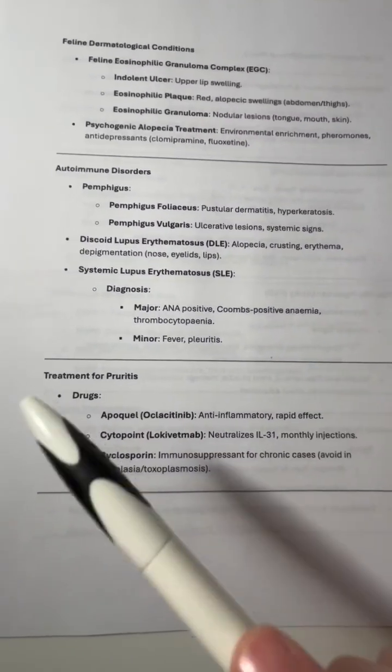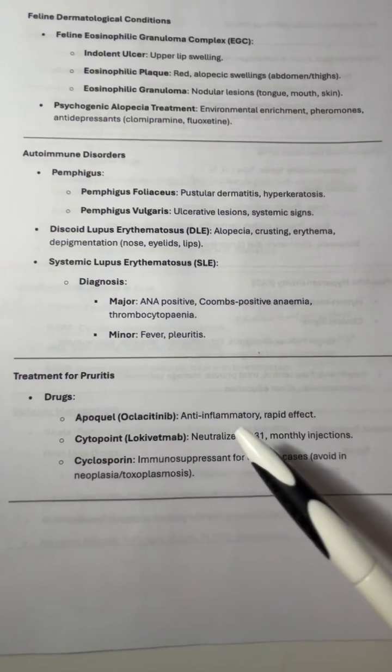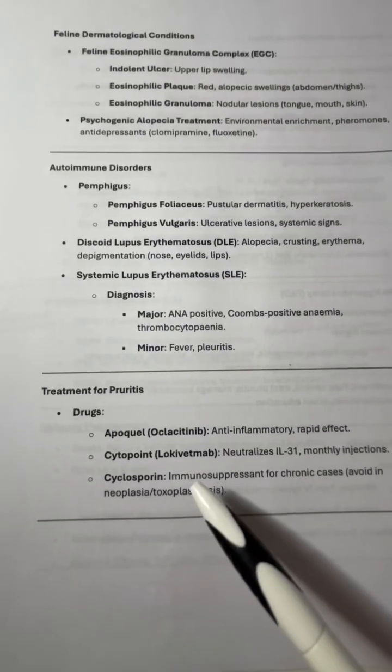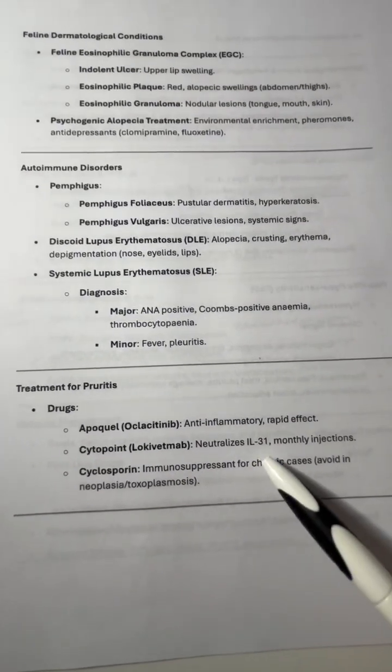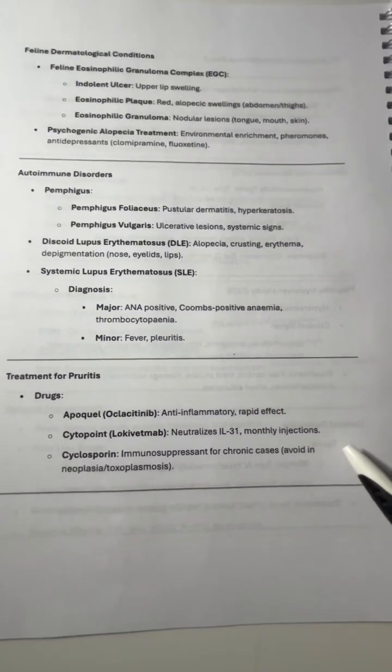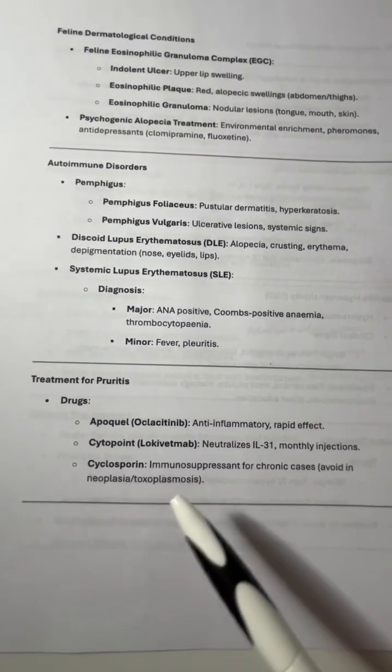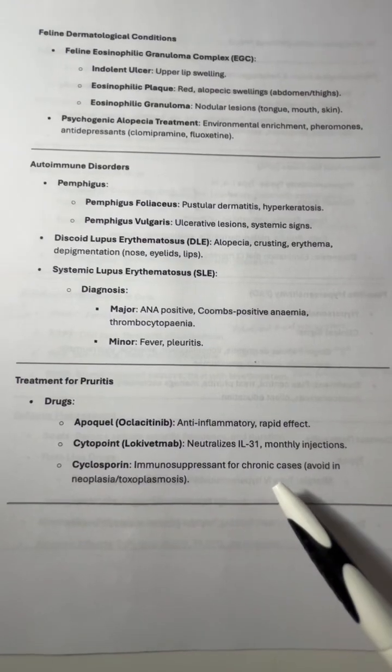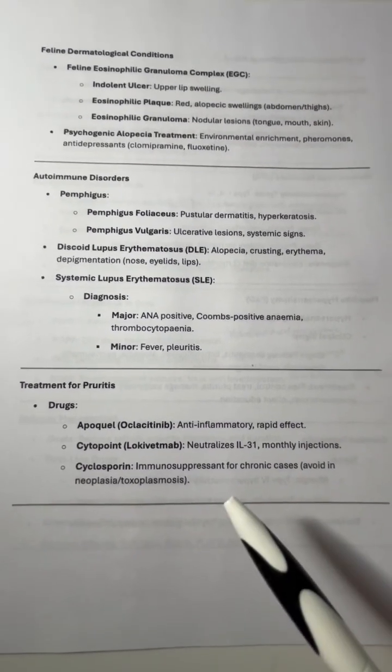And the drugs for pruritus are oclacitinib, which is an anti-inflammatory and has rapid effect, or lokivetmab, which neutralizes IL-31 and you need monthly injections. And cyclosporine, it's an immunosuppressant for chronic cases, and you avoid it in the case of neoplasia or toxoplasmosis.